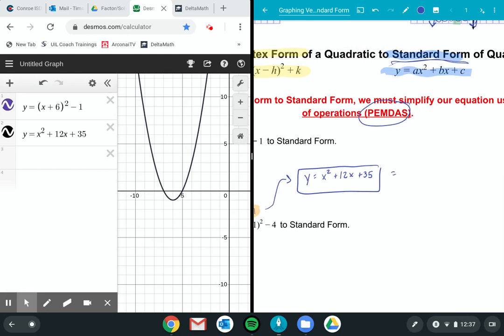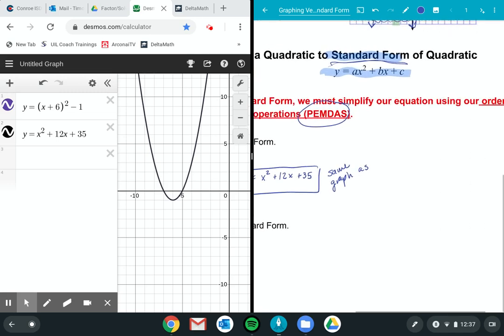So this equation is the same as y equals x plus 6 squared minus 1.